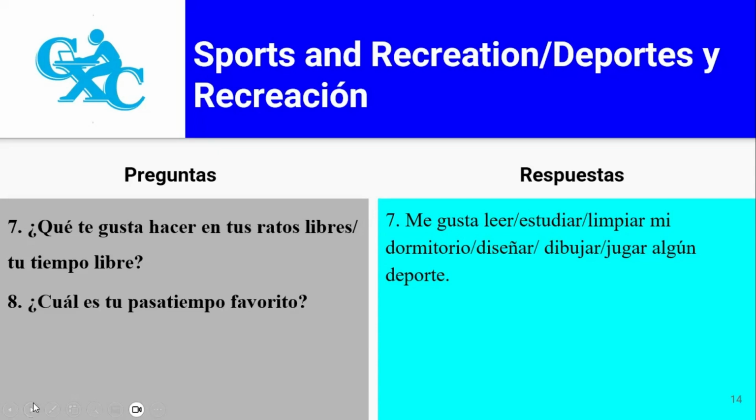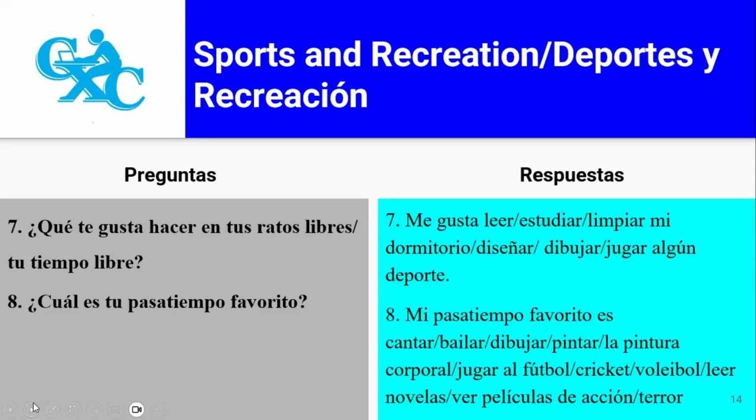Go ahead. ¿Cuál es tu pasatiempo favorito? All right. So a possible response. Mi pasatiempo favorito es cantar, bailar, dibujar, pintar, la pintura corporal, jugar al fútbol, cricket, voleibol, leer novelas, ver películas de acción, de terror. Excelente. I know that the boys, los niños especialmente, they're the ones who love the action films and the horror movies, right? So to say action movies, we say películas de acción, or if it's horror movie, películas de terror.